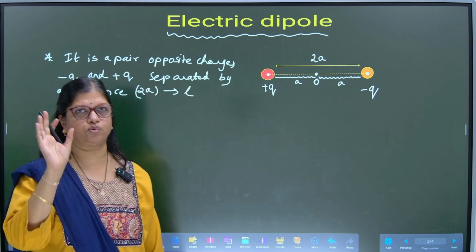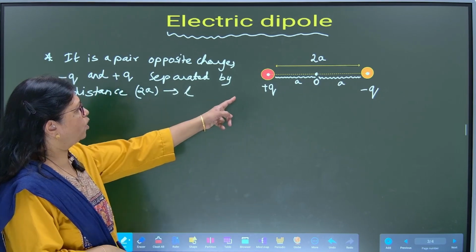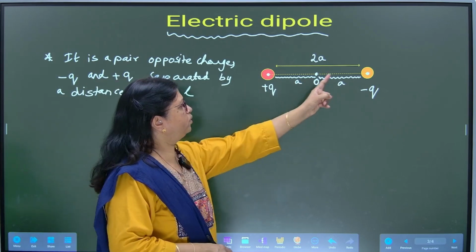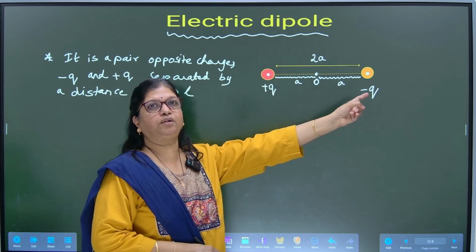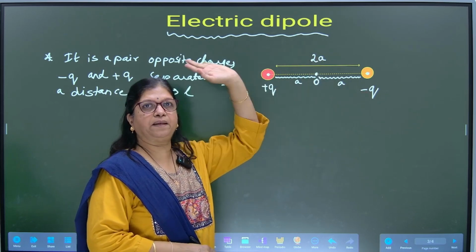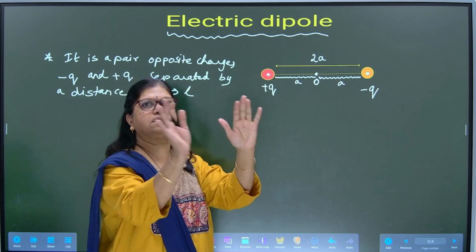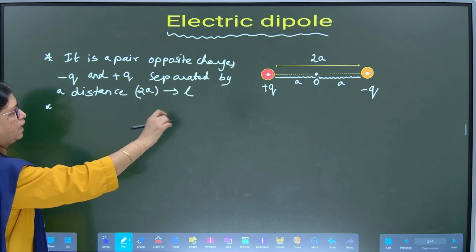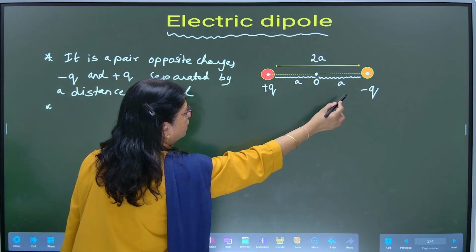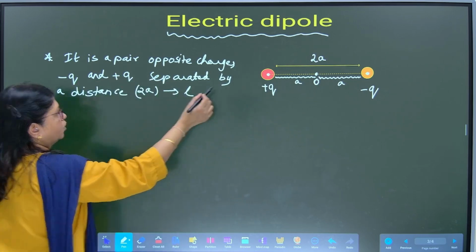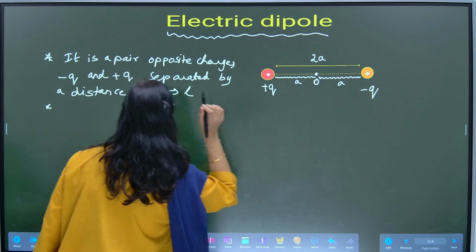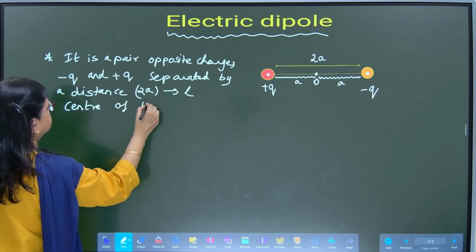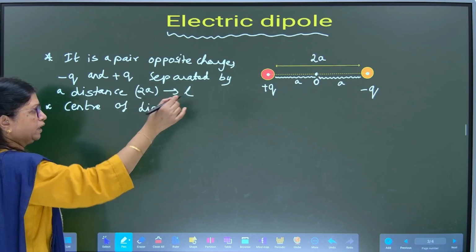You can take it as L also. Fine. So you can see the combination or a pair of opposite charges plus q minus q separated by a distance is the dipole itself. It is just a combined system. Now, what is the center? The center of the line joining these two charges is called the center of the dipole.